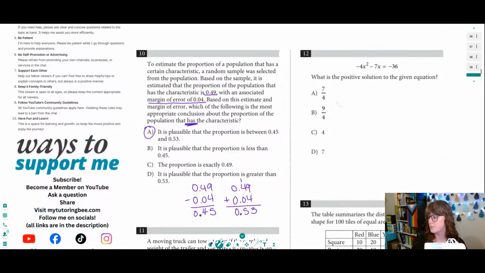All right, let's go into problem 12. What is the positive solution to the given equation? All right, so we've got another quadratic here. So negative 4x squared minus x equals negative 36. And we want all of our terms over on one side of the equal sign in order to solve the quadratic. We're going to be factoring this.